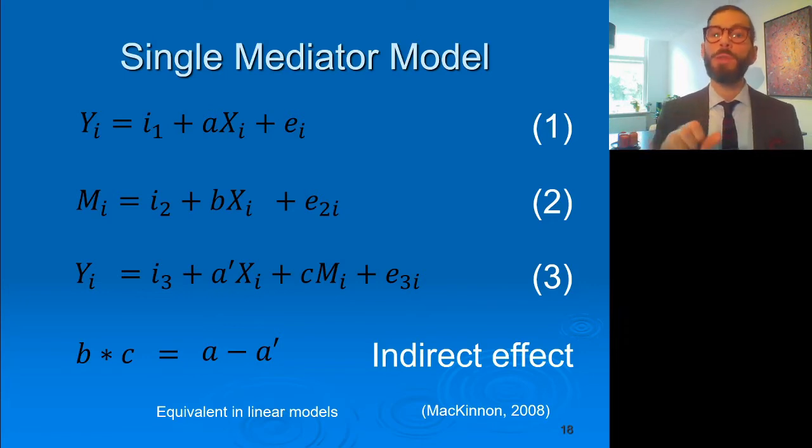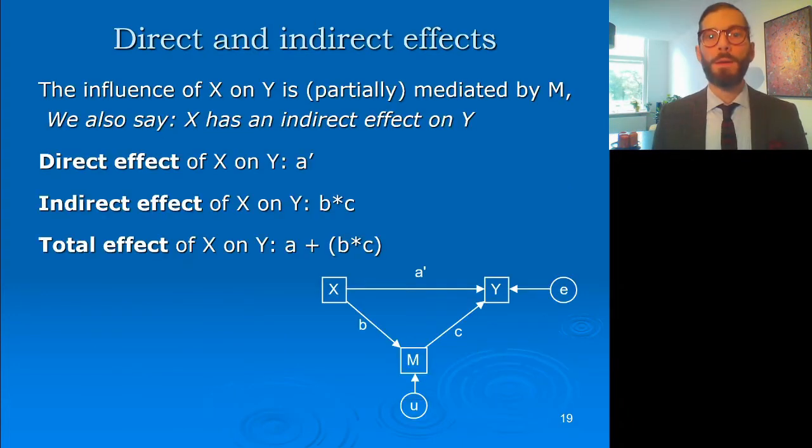The difference between these two also gives us the value of the indirect effect. And therefore, the difference between A and A accent must be the same as B times C. In other words, if we subtract the indirect effect from the total effect, we get the direct effect. So let's look at this with a path diagram.